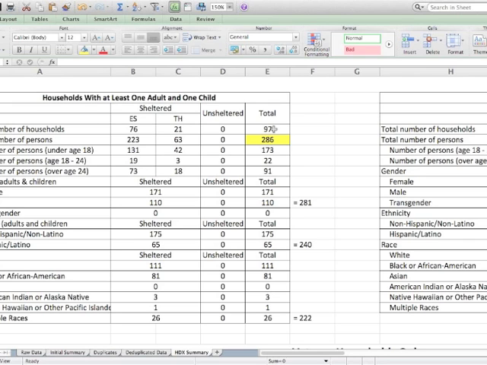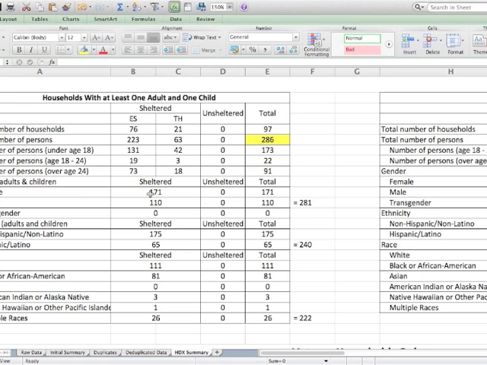The total for this section just reflects the total number of households and persons in households. So the total number of families, in this case, is 97 families. And out of those 97 families, there are 286 people in those families.